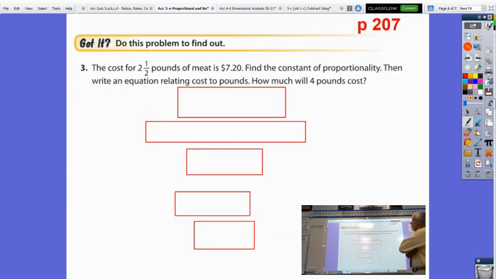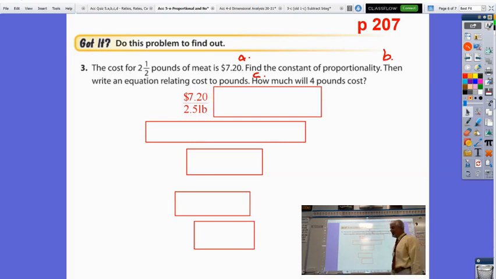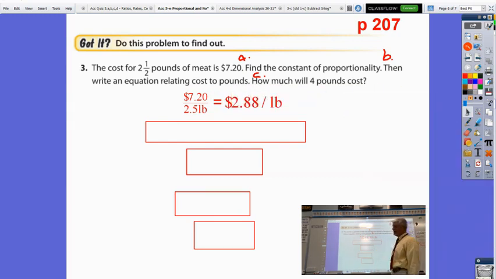Got it? Cost for 2.5 pounds of meat is $7.20. A, find the constant of proportionality. B, write an equation. C, how much will 4 pounds cost? The constant of proportionality we are looking for here is dollars per pound. So 7.20 divided by 2.5, I'll use a calculator. That comes out to $2.88 per pound. That is the constant of proportionality.